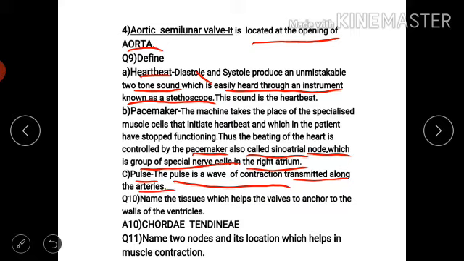Now name the tissues which help the valves to anchor to the walls of ventricles, that is chordae tendineae. Name the two nodes and their location which help in muscle contraction.